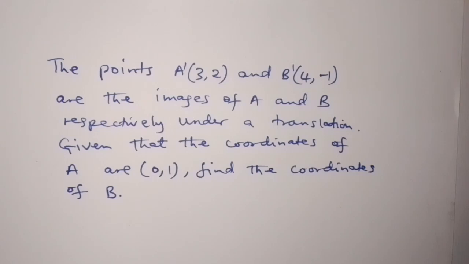The points A prime (3, 2) and B prime (4, negative 1) are the images of A and B respectively under a translation. Given that the coordinates of A are (0, 1), find the coordinates of B. So we can draw a sketch of this one here to guide us, and our sketch is this one here.